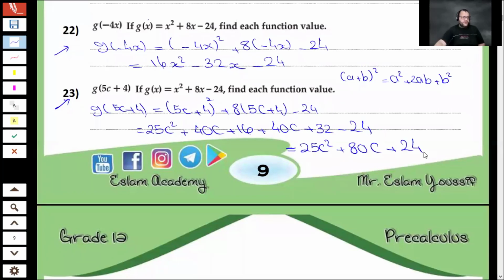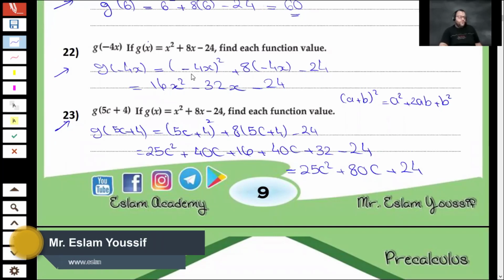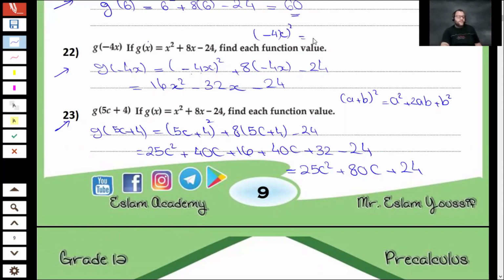You remember how we solved this one? Is there any problem with solving this one? No. Yes, sir. Just for question 22, why is it 16x squared? Doesn't it turn to 16x? No, negative 4x to the power 2. What is the meaning of that? All of negative 4x to the power 2 means negative 4x times negative 4x. So negative 4 times negative 4 equals 16. x times x equals x squared. Use the distributive property for the power.